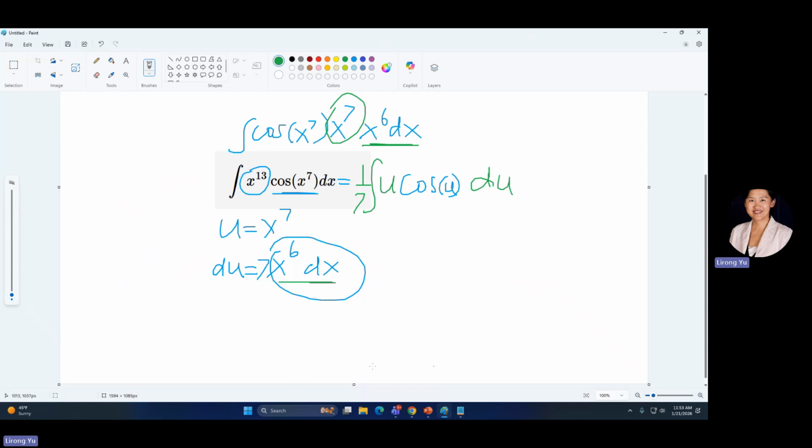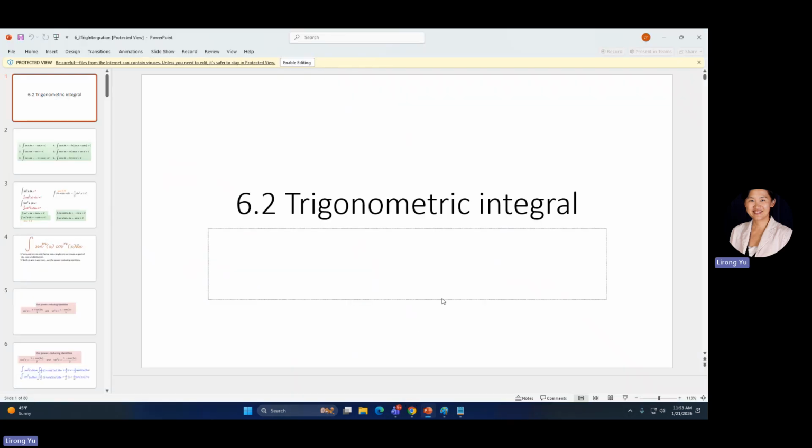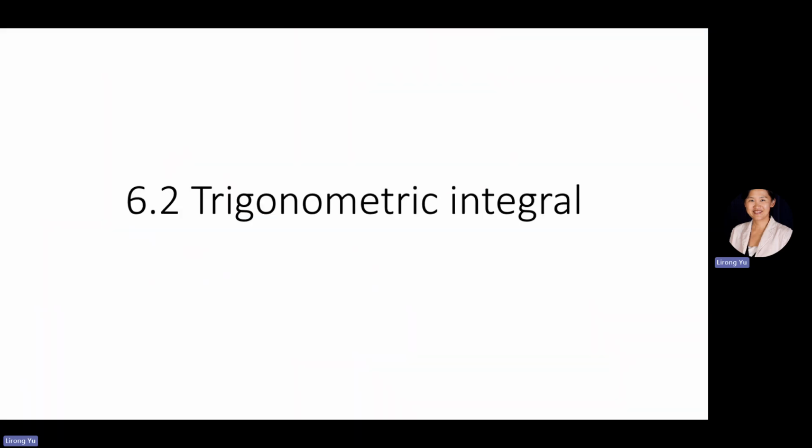I was trying to finish what we started yesterday. We have half of the trig integration and we need to finish, so let's try to review.